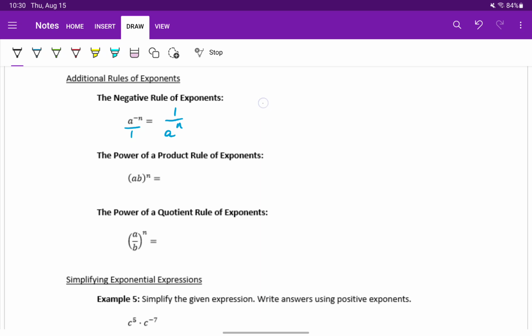To think about why this makes sense, if we had an expression like a to the negative n, we could think of that as a to the 0 minus n, which would be the same thing as a to the 0 power over a to the n. So using that quotient rule, we know that a to the 0 would just be 1, so this would become 1 over a to the n.